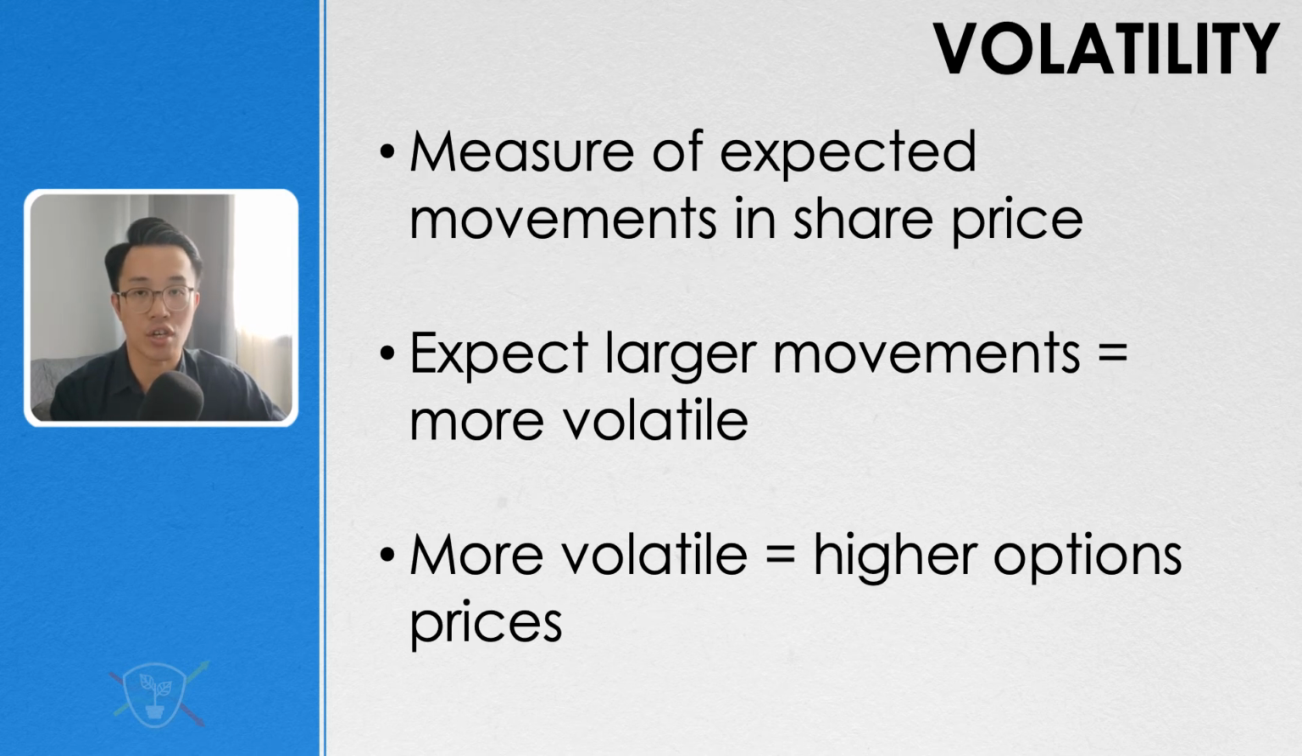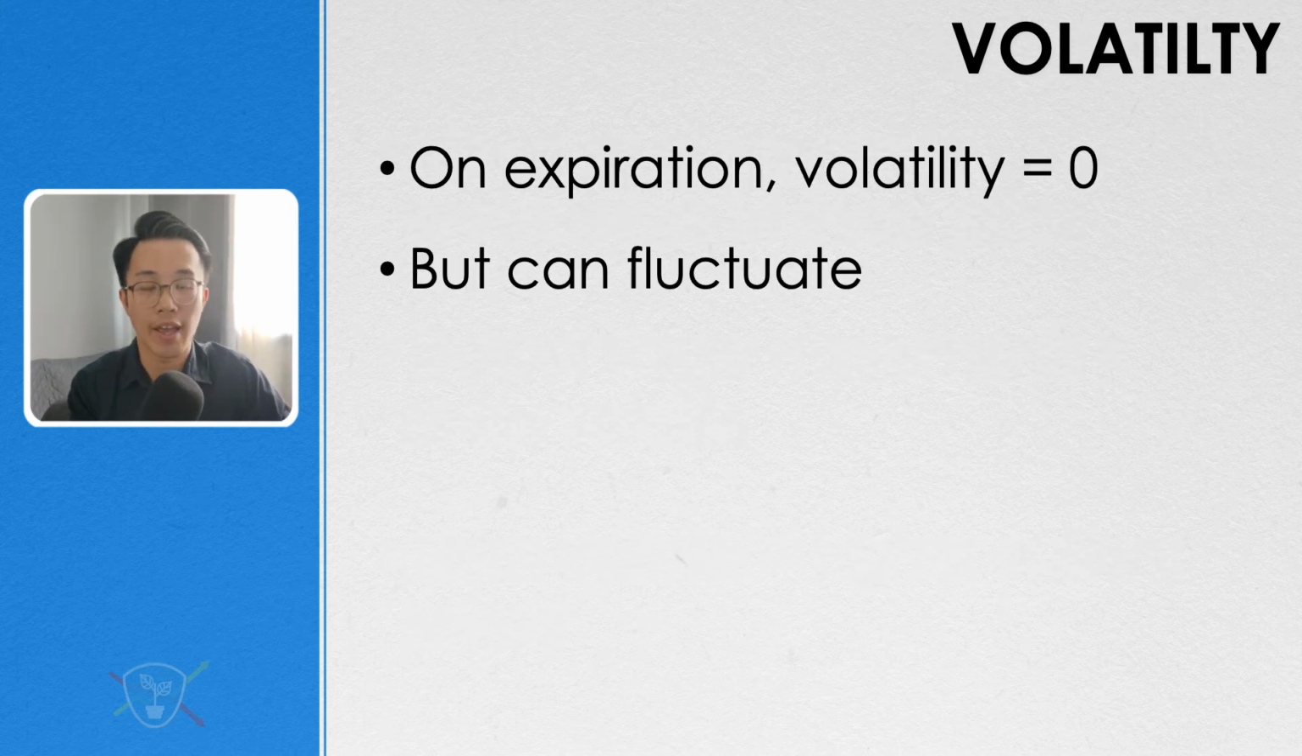Volatility is a measure of the expected magnitude of the share price movement. As volatility increases, the extrinsic value and the option prices will also increase. At expiration, volatility will also fall to 0, but volatility can fluctuate quite significantly before the option expires.